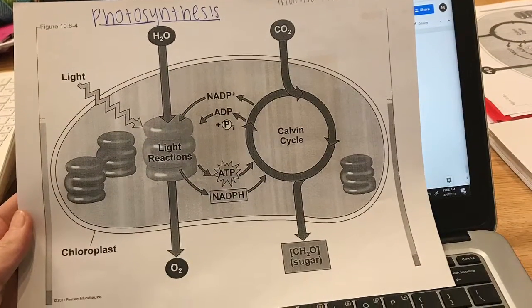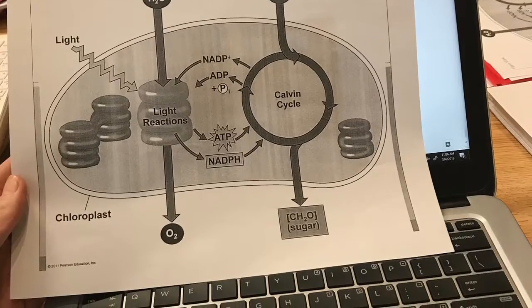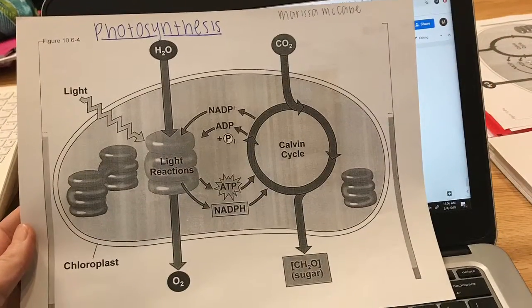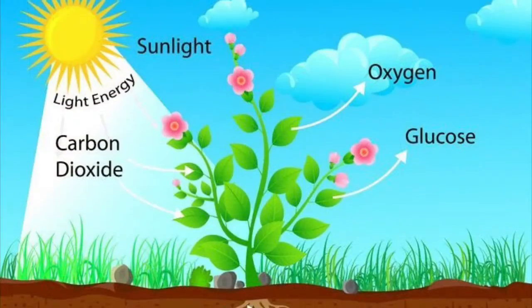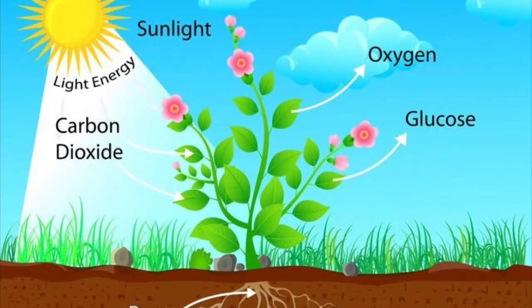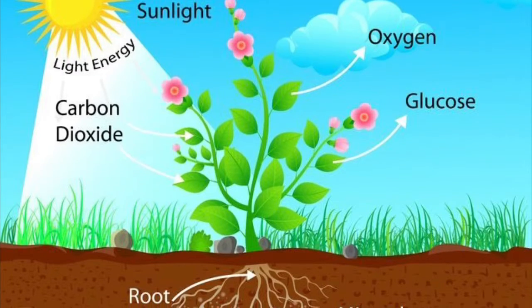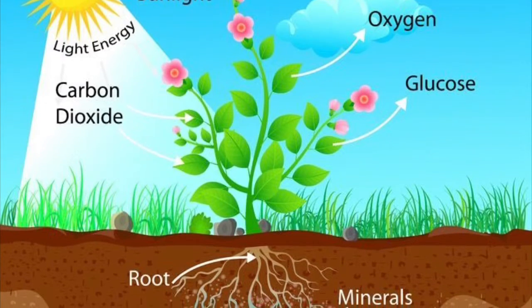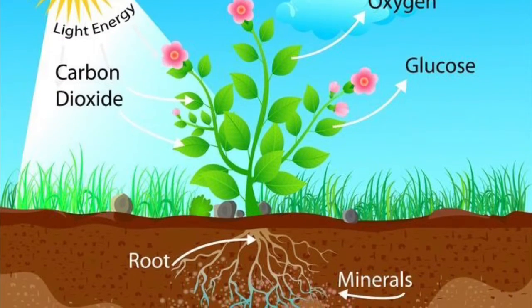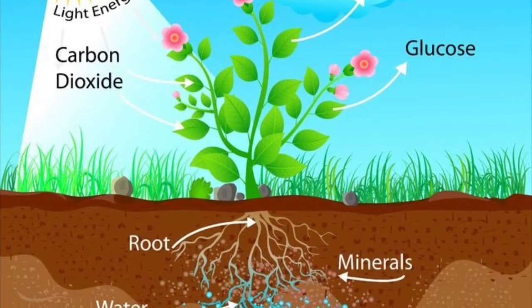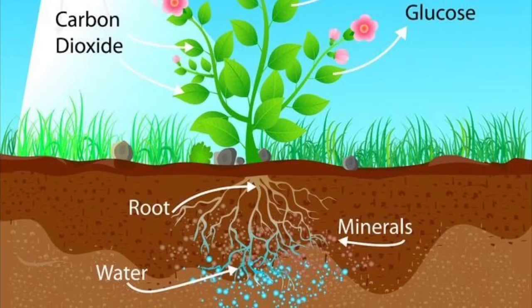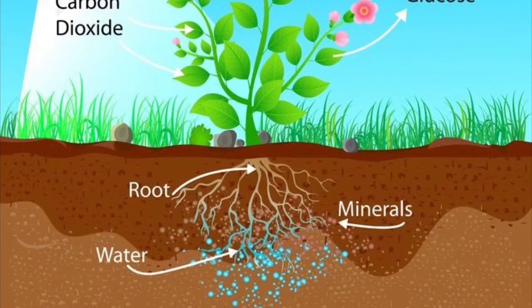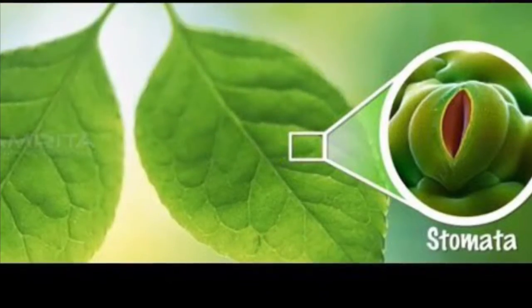The equation for photosynthesis is 6CO2 plus 6H2O plus light energy, which equals C6H12O6 plus 6O2. Plants get each reactant they need for photosynthesis from the environment. On the surface of the leaves of the plants, there are a large number of tiny pores known as stomata, or stoma, and this is where the plant takes in carbon dioxide from the air. The plants suck up the water needed for photosynthesis from their roots.